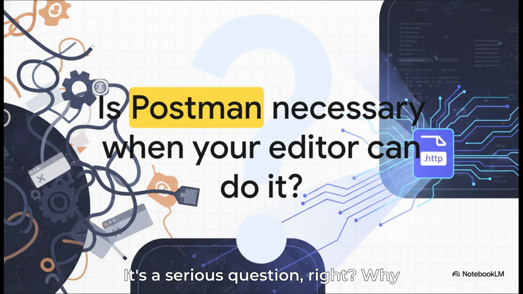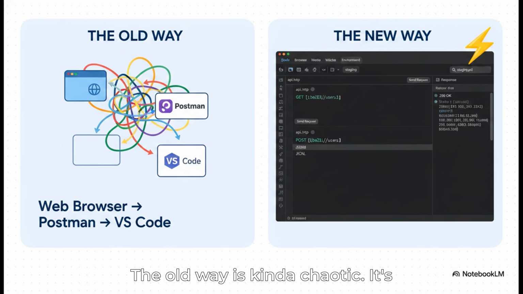It's a serious question, right? Why open Postman, or honestly any other bloated GUI tool, when the editor you already have open can do the exact same thing? Look, over the years, external API clients have gotten super feature-rich, but man, they are heavy. You gotta sync accounts, manage workspaces, and worry about losing those workspaces, literally just to fire off a simple test. The old way is kind of chaotic.